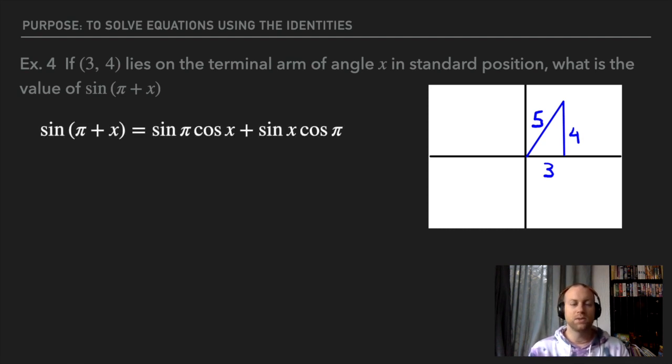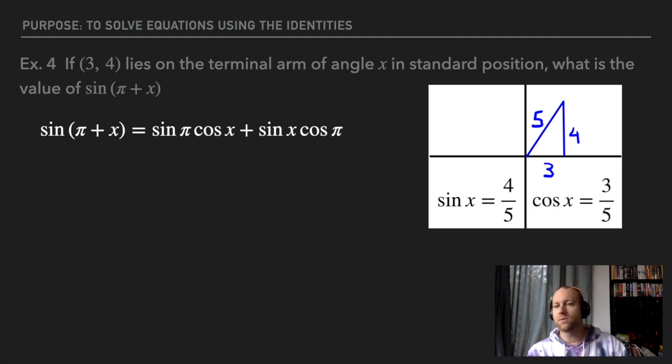Now let's use our identity. So we have sine pi cos x plus sine x cos pi. We can figure out what these values are based on our triangle here. Remember, x is our angle. So according to this triangle, sine x is opposite 4 over hypotenuse, which is 5. Cos x is adjacent over hypotenuse.